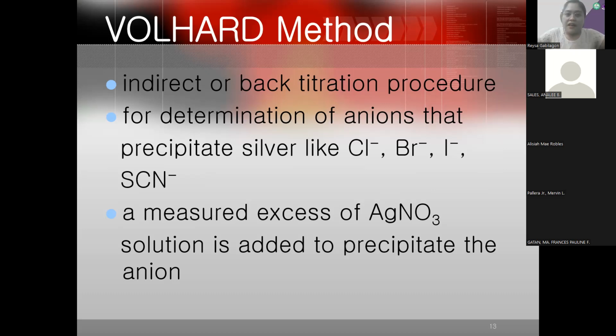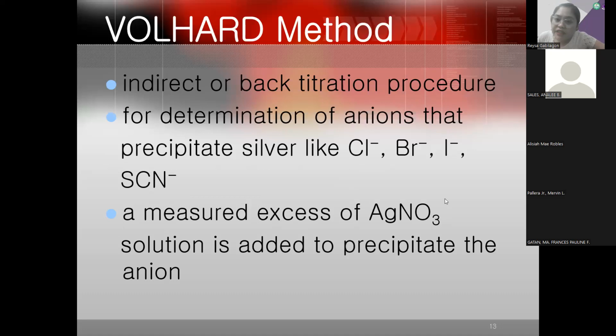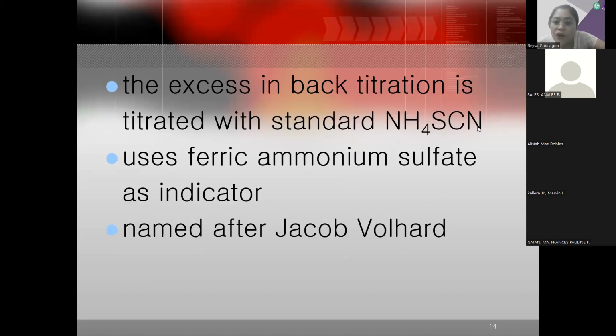Okay, I hope that is clear. Volhard method is indirect, and the sample is any ion that will precipitate if it reacts with silver. Now, what is the titrant here? Since it is indirect, there are actually two titrants. We have the first one, the silver nitrate. The excess silver nitrate, that's the first titrant, added so that the ion will precipitate. And then the excess silver nitrate will be titrated with standard ammonium thiocyanate. So please take note: first titrant silver nitrate, second titrant ammonium thiocyanate.